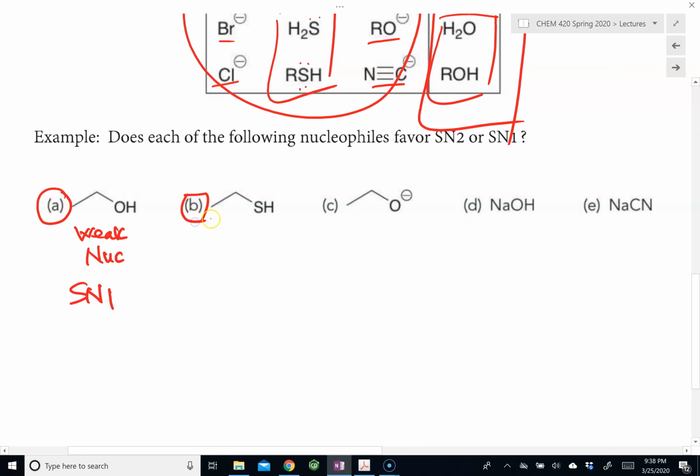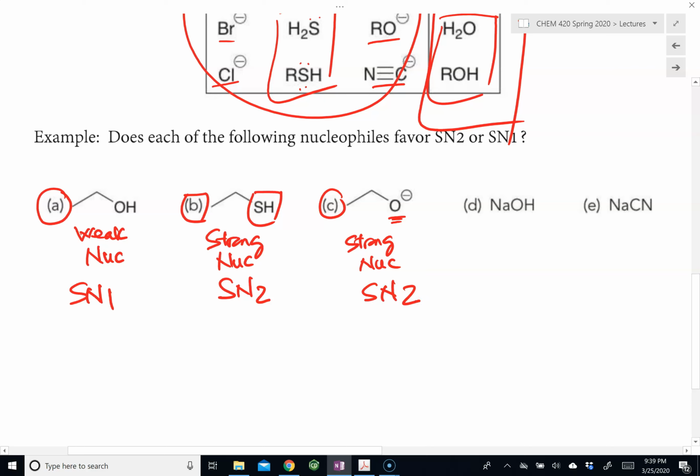As for B, this is a thiol. And a thiol is a strong nucleophile. And strong nucleophile would then favor SN2. And for C, the ethoxide. So this is the conjugate base of alcohol. And in this case, they are rich in electrons, so therefore they're strong nucleophiles. And therefore would then favor SN2.